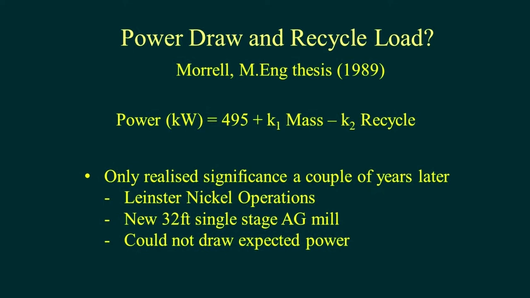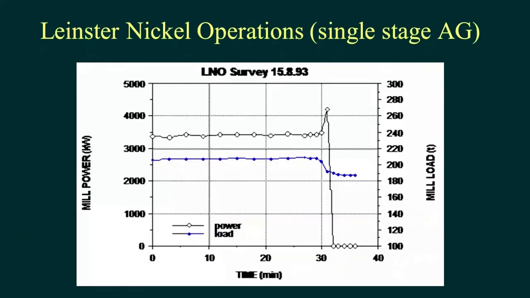And it was years later that I was asked to go to a brand new single stage AG mill. It was the Leinster nickel operation in Western Australia. It was 32 feet. They had just commissioned it. And I knew the people there. I hadn't designed the mill. And they said, look, Steve, could you come? Because their power draw was just way down and they could not draw the power and they were really, really worried. So I went to site.